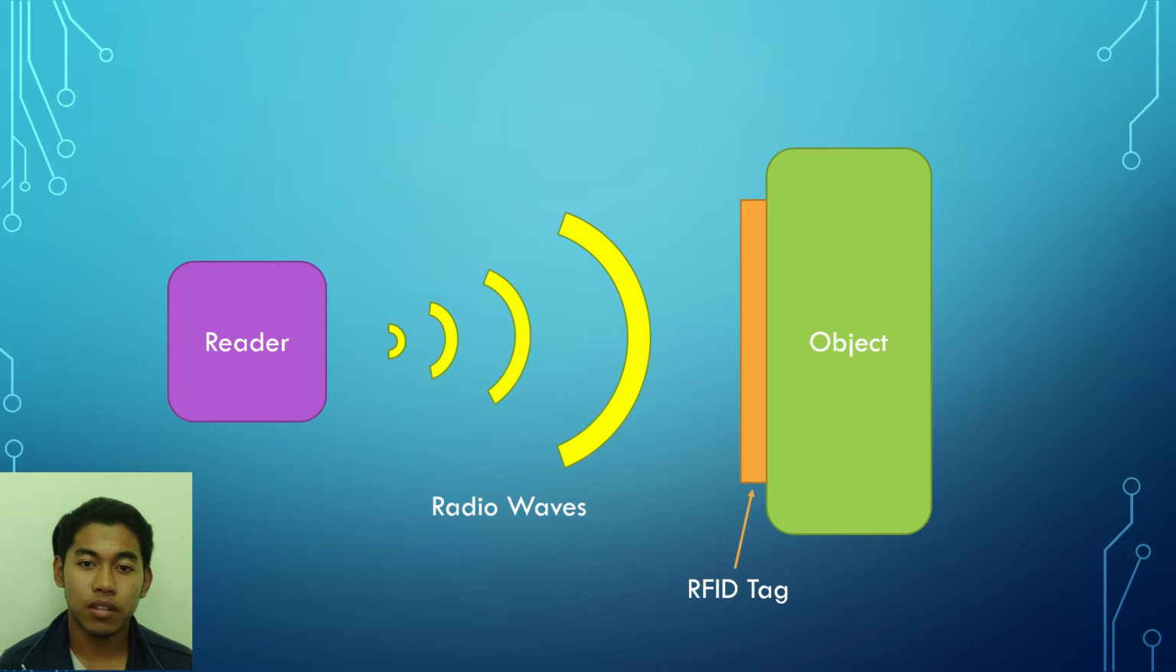As RFID is not a line of sight technology, as long as the object is within the range of the reader, the object is able to identify the reader and send the feedback signal back to the reader. By using RFID technology, we can track even multiple objects at the same time.